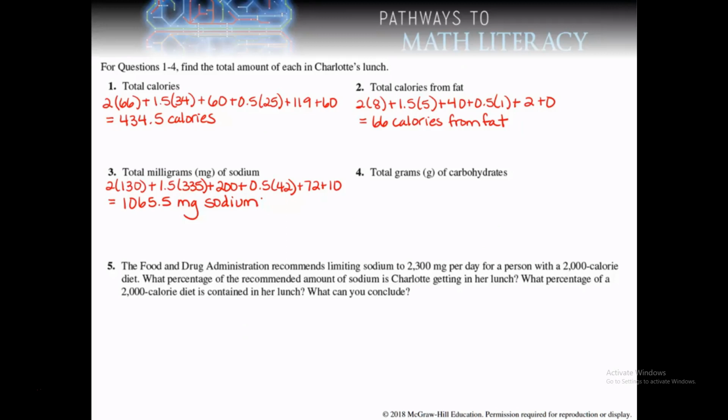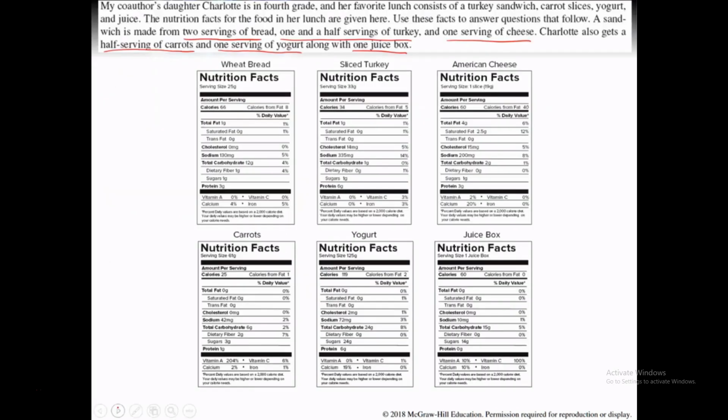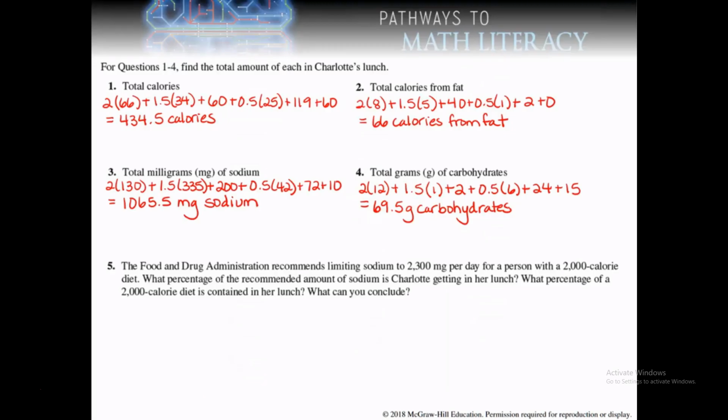In number 4, we're going to look at the grams of carbohydrates. So that would be 2 times the 12 grams for bread, 1.5 times the 1 gram for turkey, 2 grams for the cheese, a half of the 6 grams for carrots, 24 grams for the yogurt, and 15 grams for the juice box. And that gives us 69.5 grams of carbohydrates.